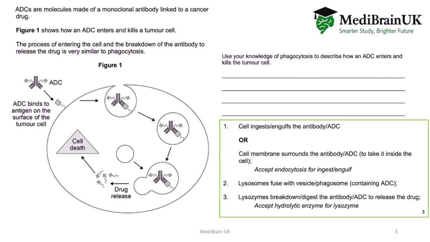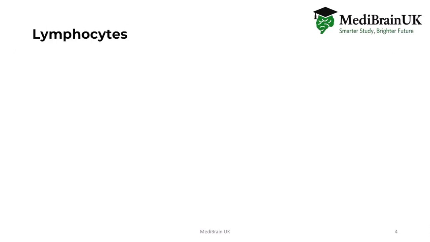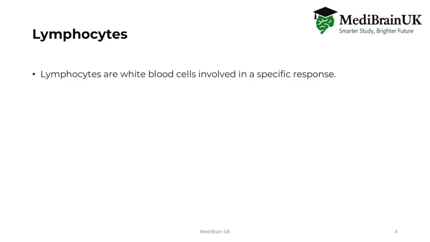But now we've had a recap of the process of phagocytosis and the steps that you need to be familiar with. We're now going to move on to the cell mediated response. Before we do that, you need to be familiar with this keyword, which is known as lymphocytes. Lymphocytes are basically white blood cells. They're a type of white blood cell which are also part of the immune response.